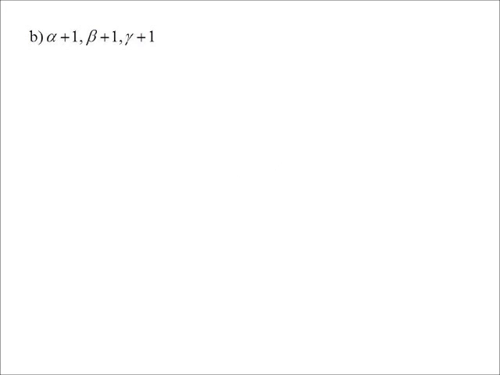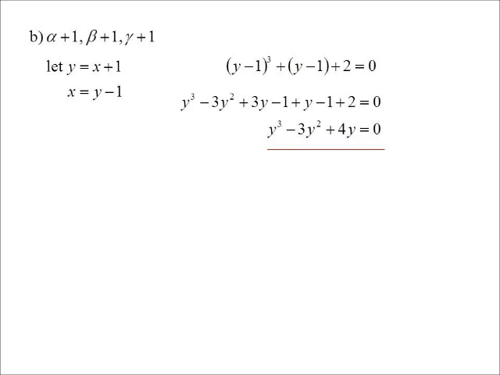How about we just add 1 to each of the roots? If we add 1 to each of the roots, we'll let y equal x plus 1, rearrange it, make x the subject, substitute it in. Now, I suppose technically that is a polynomial, but let's expand it out to make it look like one. So y minus 1 cubed, plus y minus 1, plus 2, tidy it all up, group like terms, and we get y cubed minus 3y squared plus 4y is equal to 0.